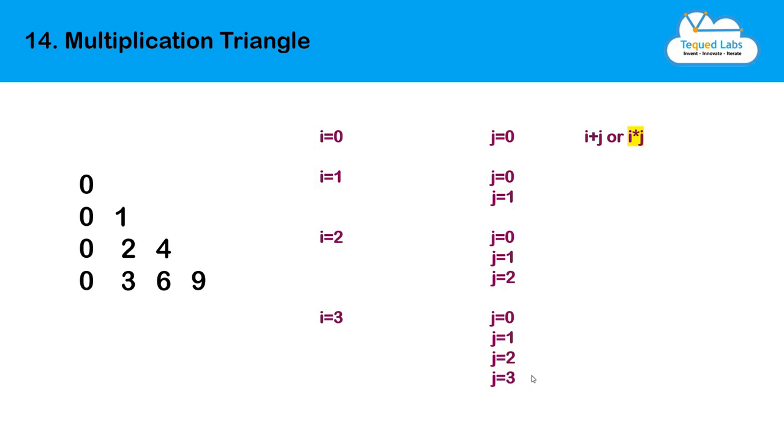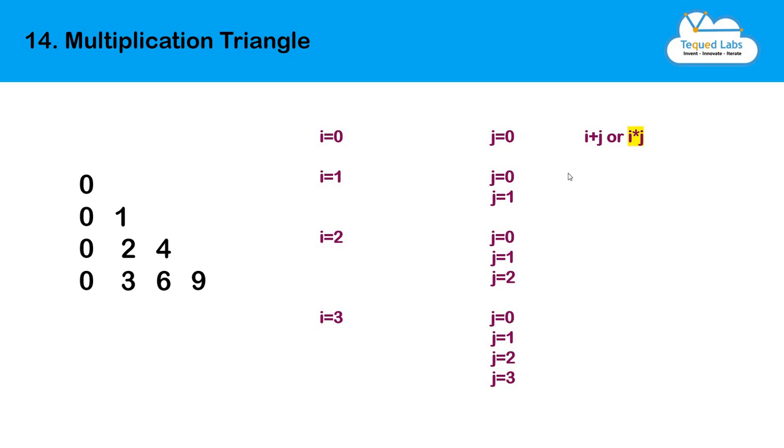So this is what I was explaining in the previous slide. When i is 0, the j loop will run once. When i is 1, the j loop will run twice. When i is 2, the j loop will run thrice. When i is 3, the j loop will run 4 times, that is starting from 0.